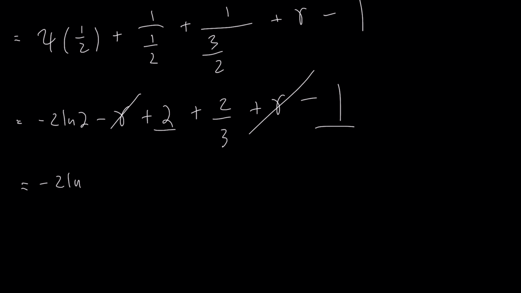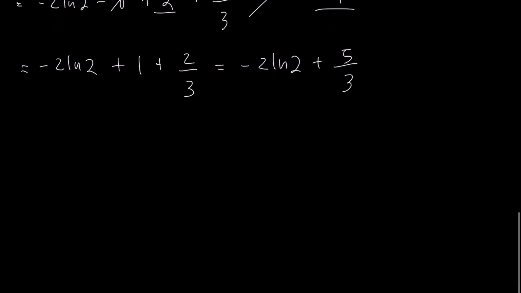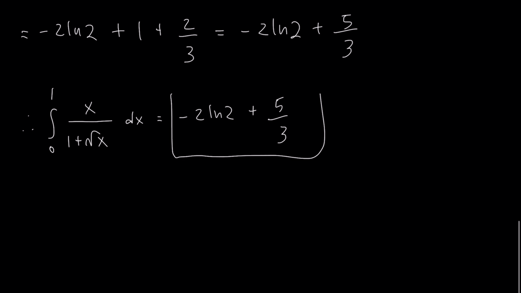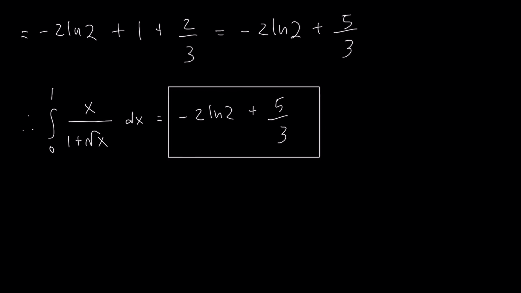So we have negative 2 log 2 plus 1 plus 2/3, which will end up being negative 2 log 2 plus 5/3. So now we can say that therefore the integral from 0 to 1 of x divided by 1 plus the square root of x dx is negative 2 log 2 plus 5/3. And so this is the final result.